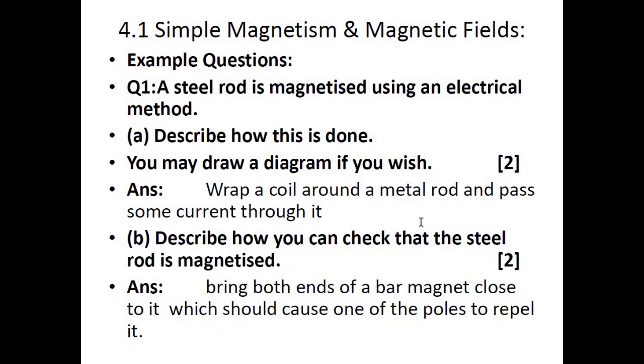And write the description: wrap a coil around a metal rod and pass some current through it, and voila, you have your electromagnet. Describe how you can check that the steel rod is magnetized. Simply bring some paper pins to it. If they stick to it, that means you have a magnet, or bring both ends of a bar magnet close to it. One of the ends should stick to it, whereas the other one should repel it.